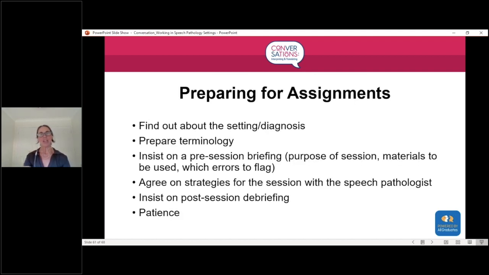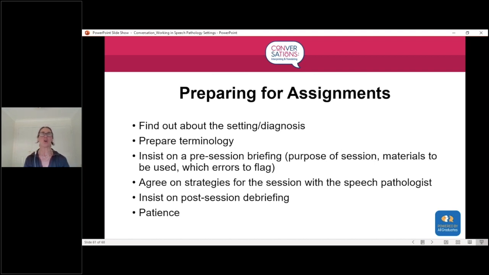So yeah, preparation is really important. Obviously, you all know that already. Preparing terminology, finding out about who you're seeing, what diagnosis they have. And I would really try and encourage you all to just insist on a briefing with speech pathologists before the session begins. It's just essential.